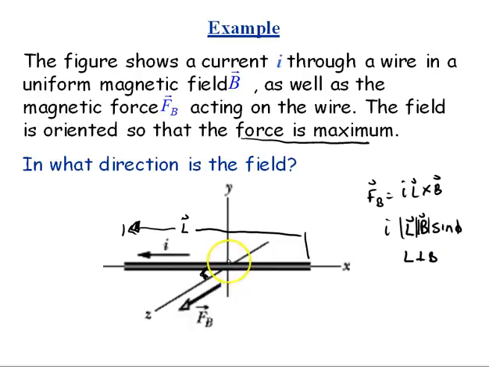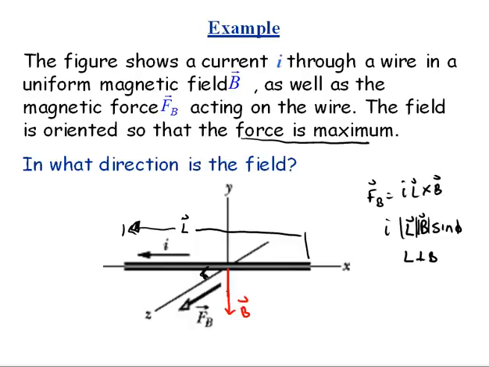So we know our magnetic field is going to point in either the positive y direction or negative y direction, and we can use our right-hand rule to determine which. Point our fingers in the direction of I, curl in the direction of B. We want our thumb to point in the positive z direction, then our magnetic field must be pointing in the negative y direction.